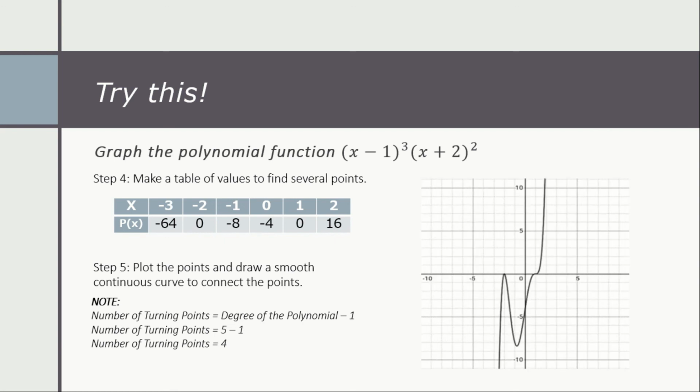So the graph of the polynomial function of the quantity x minus 1 raised to 3 multiplied by the quantity x plus 2 raised to 2 has 4 turning points. And again, the graph falls to the left and rises to the right. And it only touches the x-axis at the x-intercept -2, but it crosses the x-axis at the x-intercept 1.